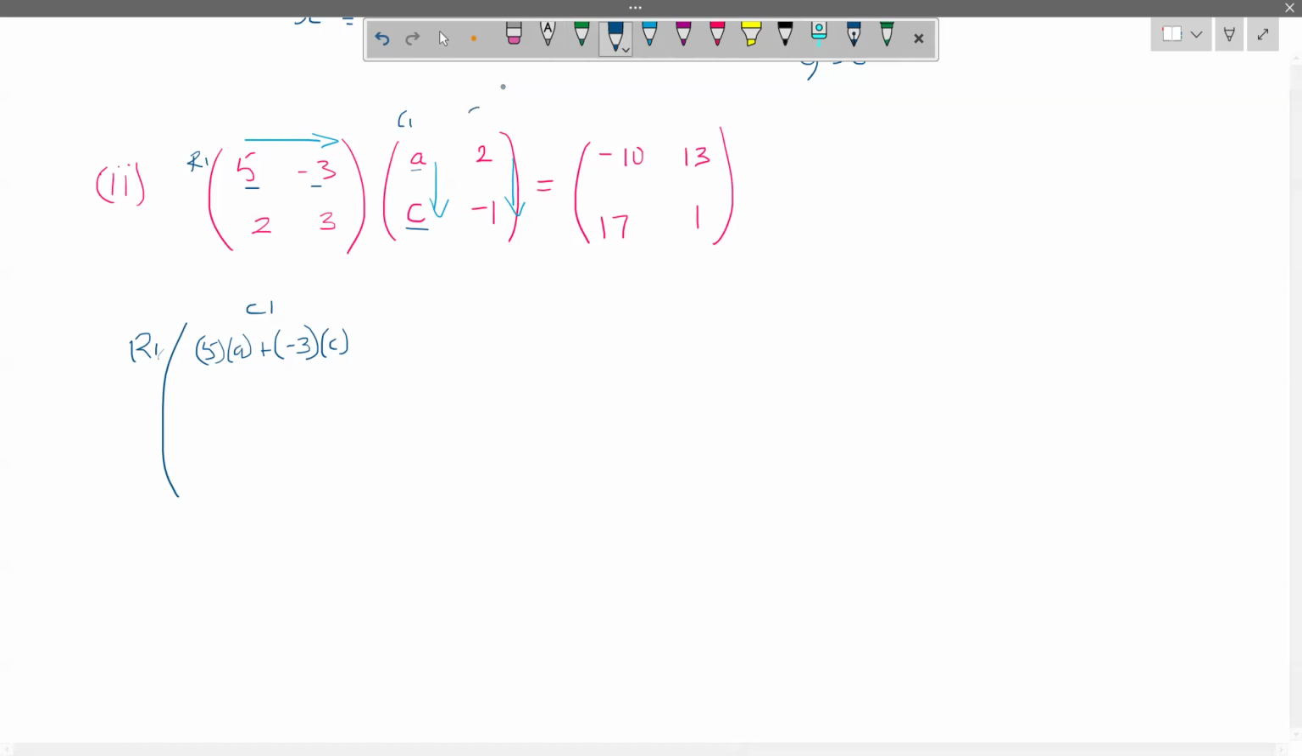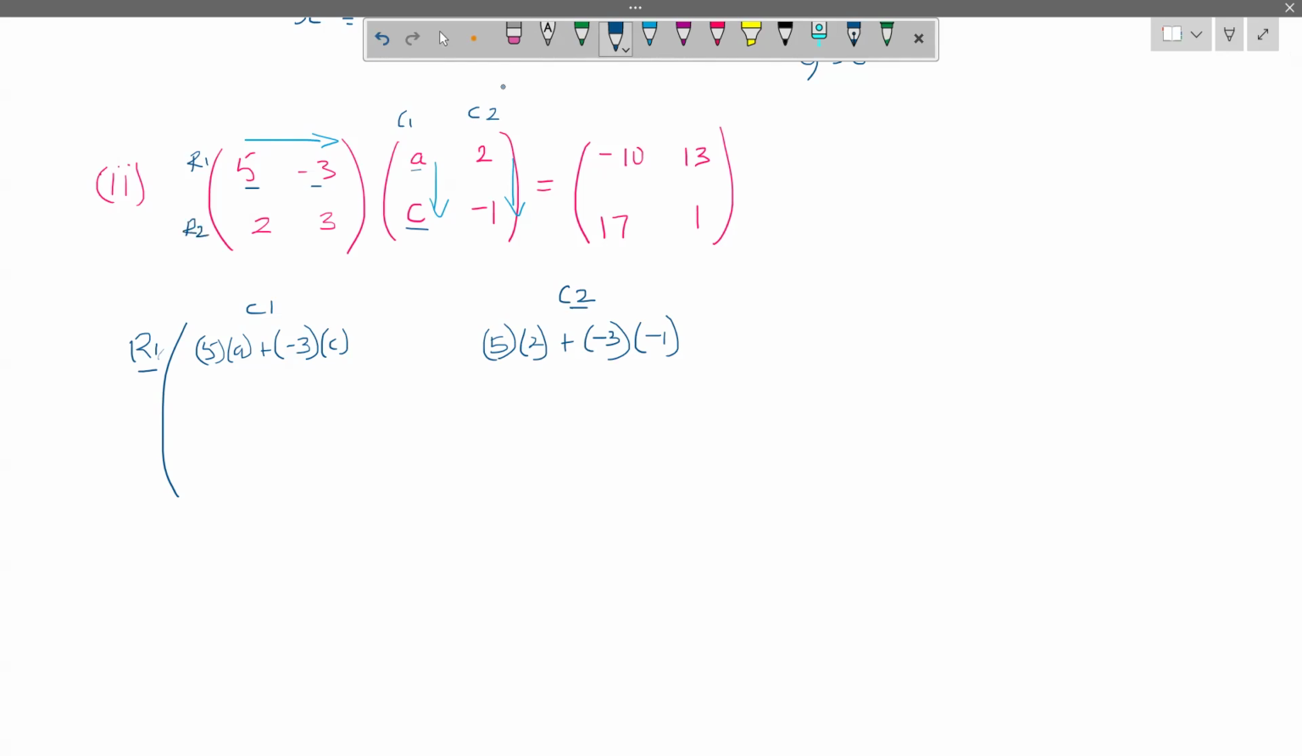Then I'm going to do row 1 by column 2. So I'm going to do the same 5, -3 by 2, -1. So 5 by 2 plus -3 by -1. So that was row 1, column 2. So row 1, column 2 is this. Everybody all right with that?